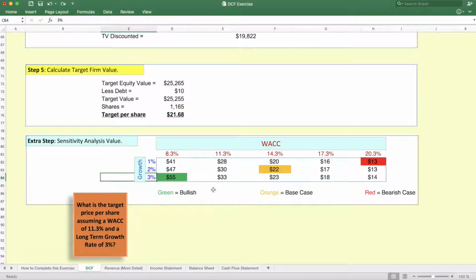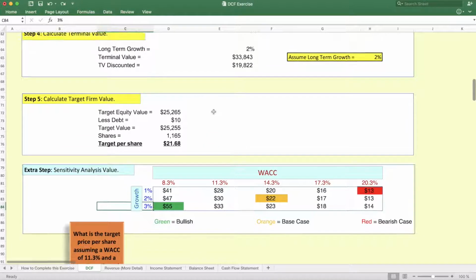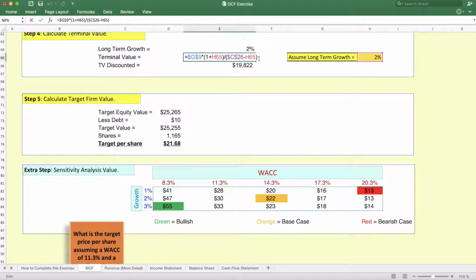Got it? And so remember here with our terminal value, right? You divided it by the discount rate minus long-term growth rate. And you might say, well, hold on a second, Chris. What if the discount rate is less than the growth rate? It never will be. It never will be, because in the long run, companies can't grow more than a couple of percent, right? All right.